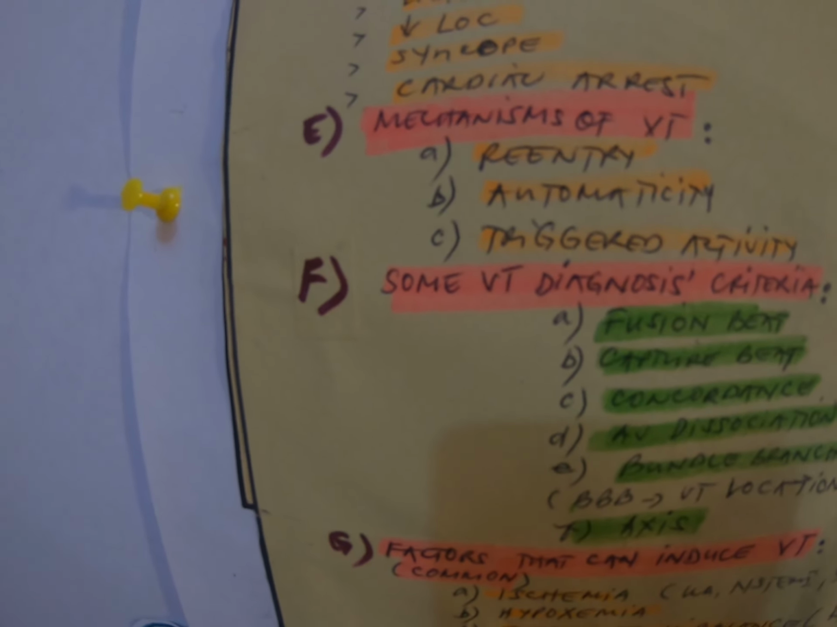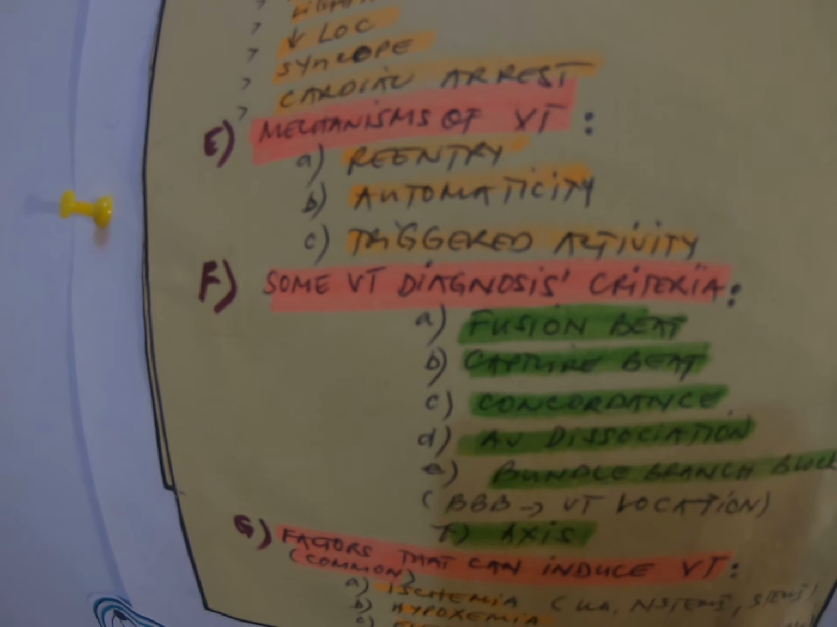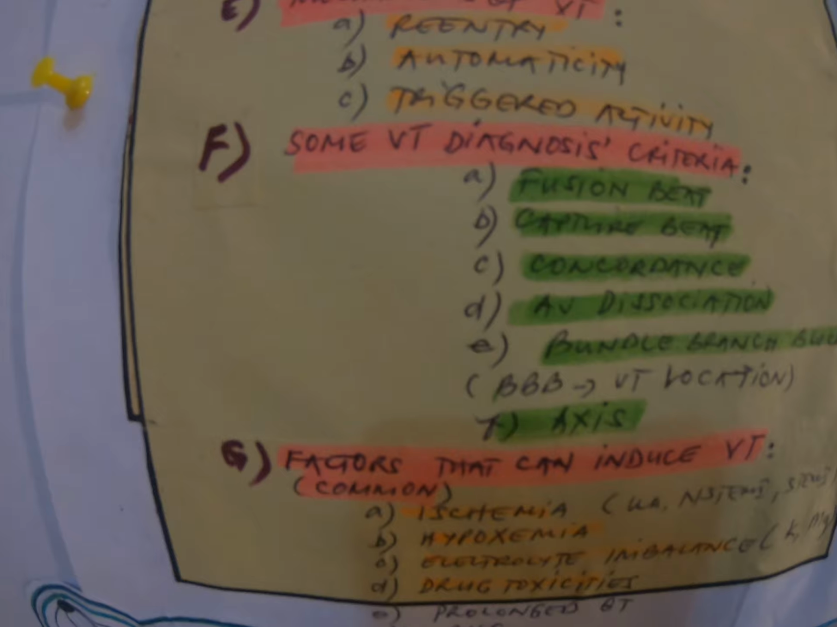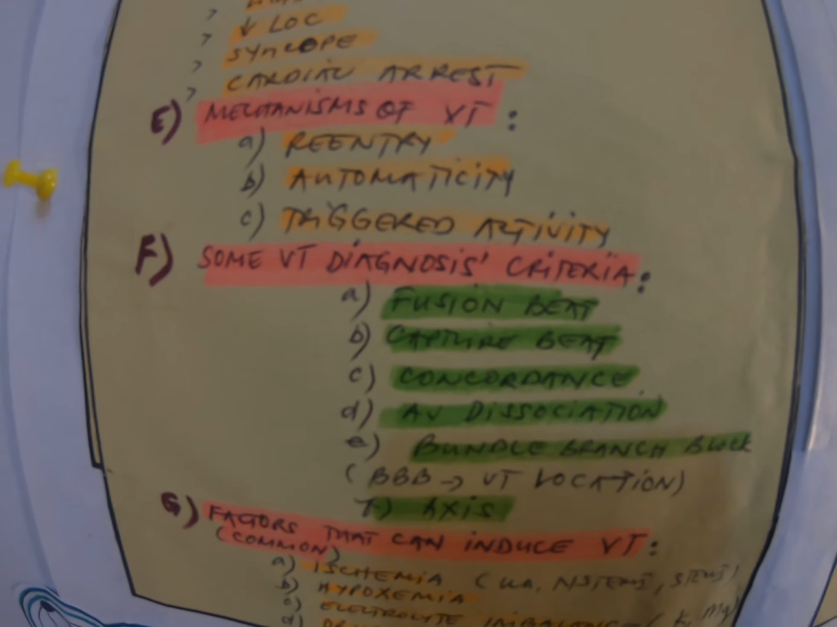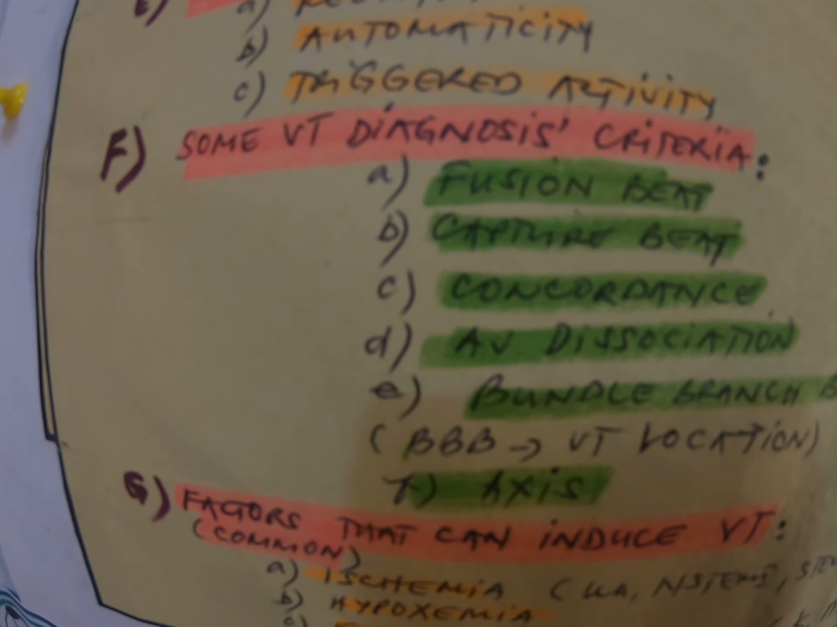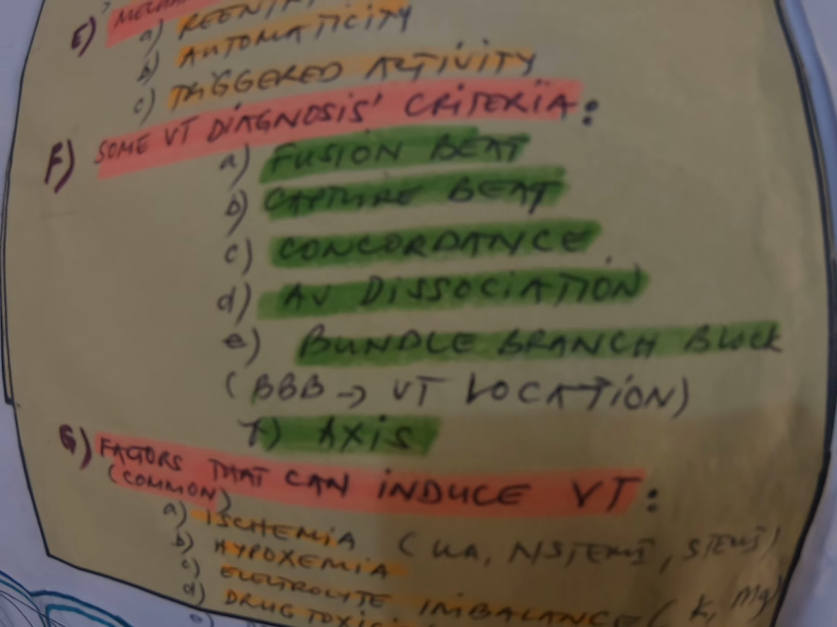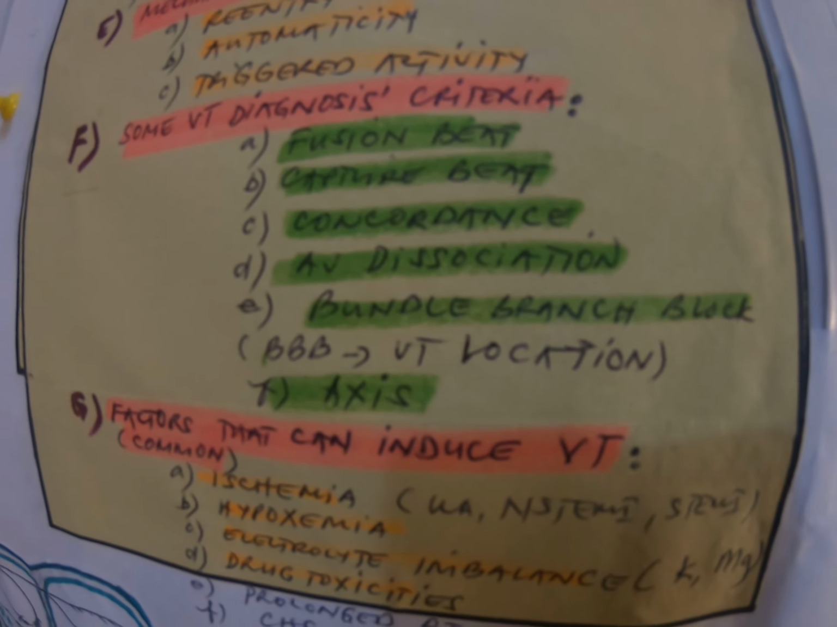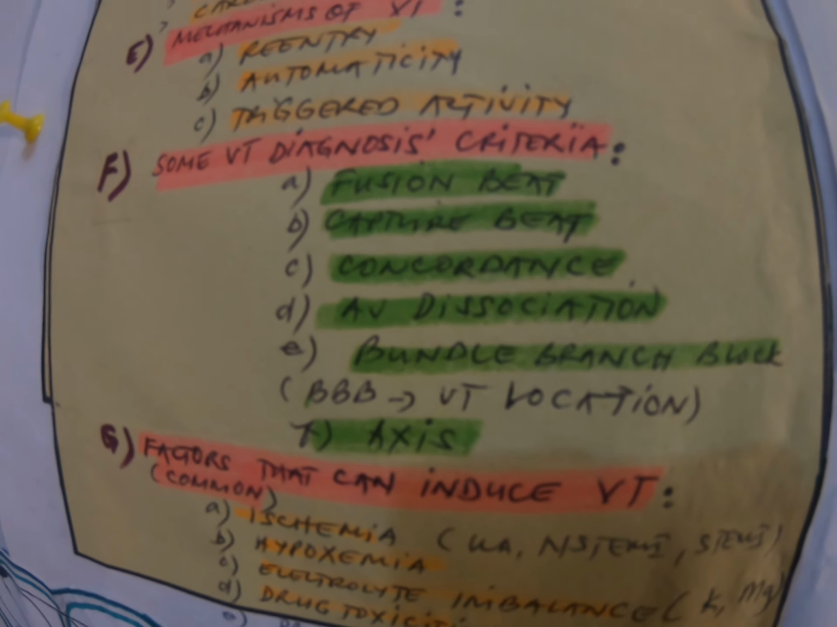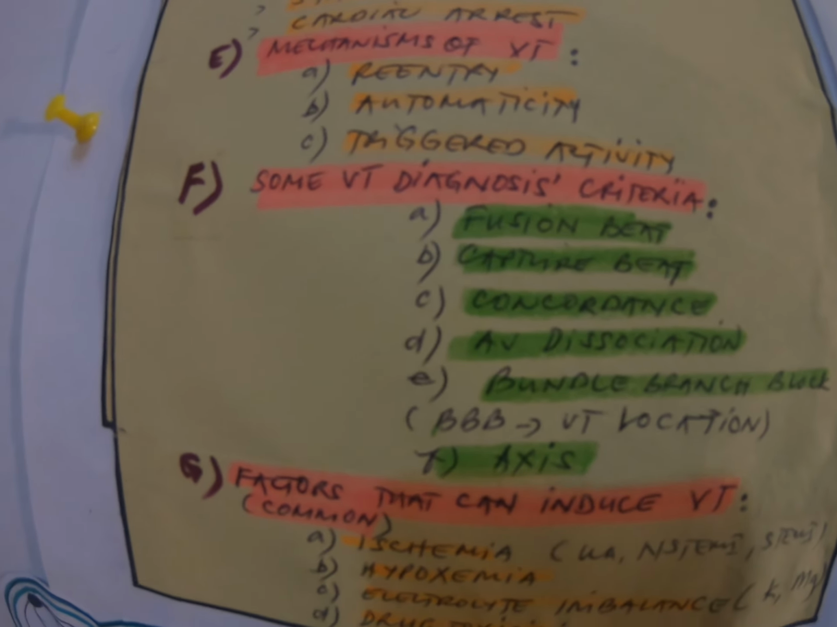Okay, so some of the VTAC diagnosis criteria. How will you be able to know whether that rhythm is not SVT, but it's actually VTAC? Well, there are some things to think about. Like for instance, in one lead, fusion beats, capture beats, we have concordance, AV dissociation, the bundle branch blocks. We have axis, but usually axis is not much of use. Okay, but anyway, we'll discuss one item at a time here.